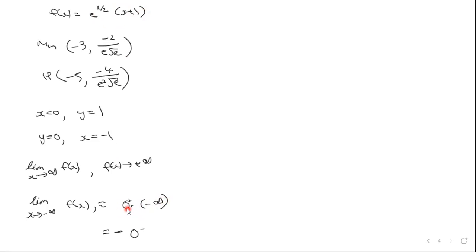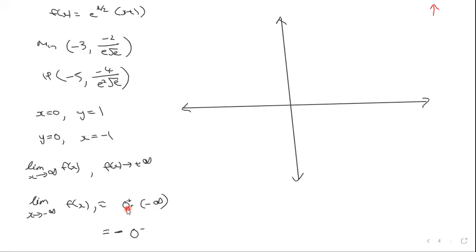So with all of that information, we should have a decent chance of graphing this now. So we'll put in the information. We know as you go to infinity, it goes to infinity. We know as it goes to negative infinity, it goes towards 0. We know you've got (0, 1). We know you've got (-1, 0). So you know you've passed those points, just as a rough guide.